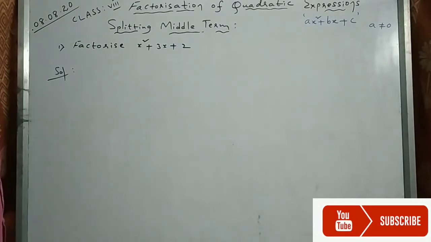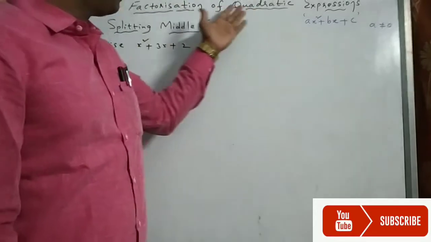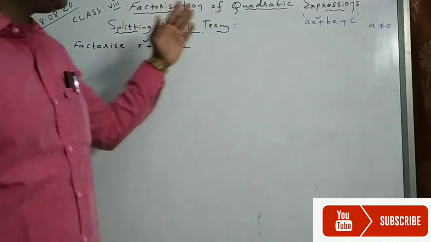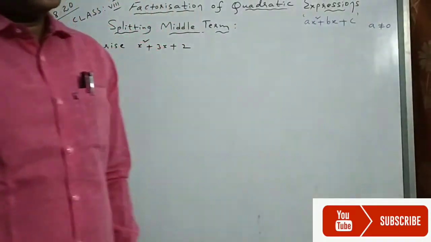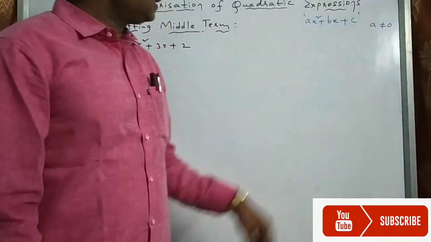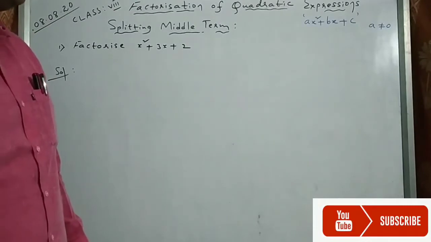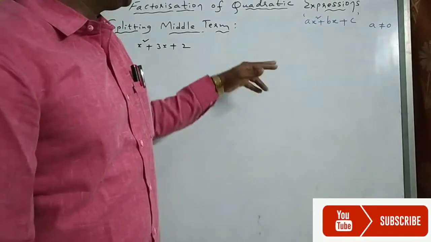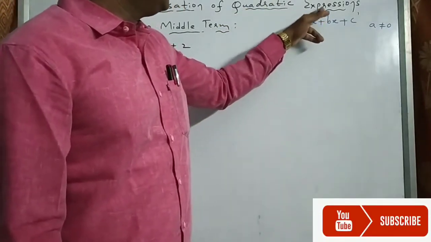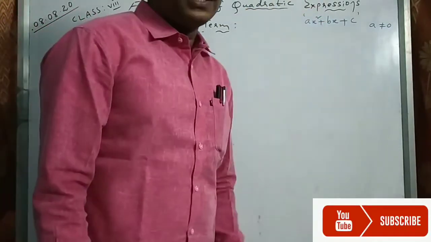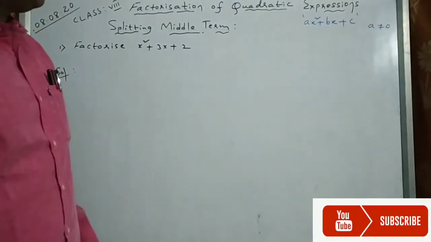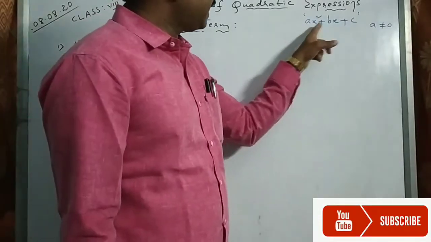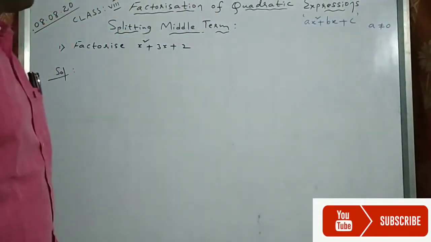Today let us see how to factorize a quadratic expression. What is the general form of a quadratic expression? ax square plus bx plus c. So what is the highest degree here? 2. That is why we say the variable degree is 2 here, so that is why it is called second degree or quadratic expression, where that second degree term cannot be 0.